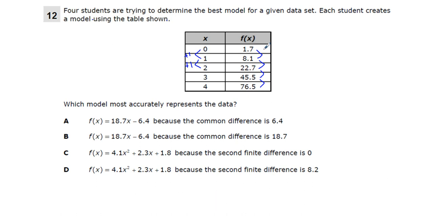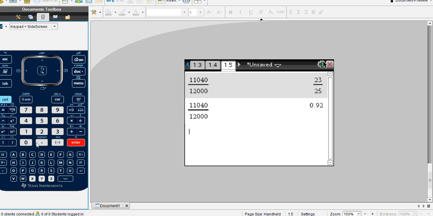we have 8.1 minus 1.7. That's going to be 6.4. Is that right? 6.4. And then we have 22.7 minus 8.1. I'll just go to my calculator. 22.7 minus 8.1. 14.6.